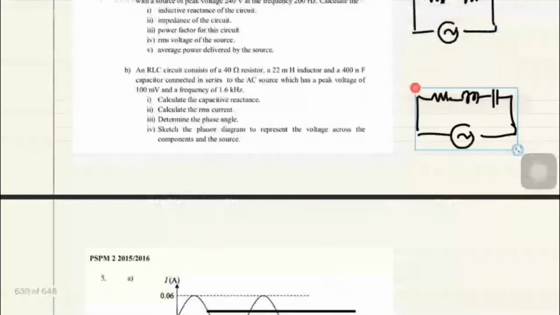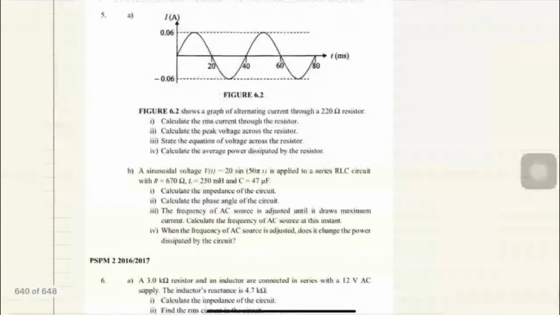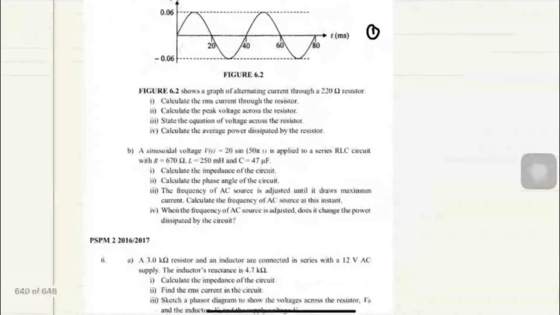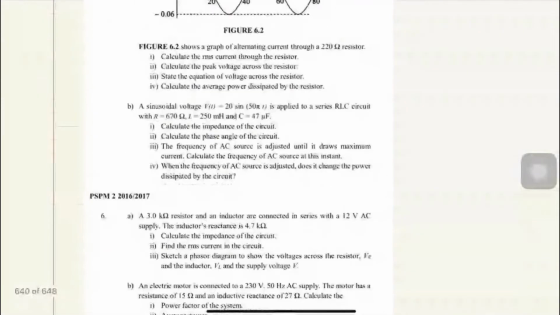And then for question 5A, they give you graph. So this one is time dependence from the first topic juga. Okay. And then they ask you to find like RMS current, peak voltage and so on. Yang B tu dikasih equation, tapi dia kata ini adalah RLC circuit. So boleh bikin juga RLC circuit ni.